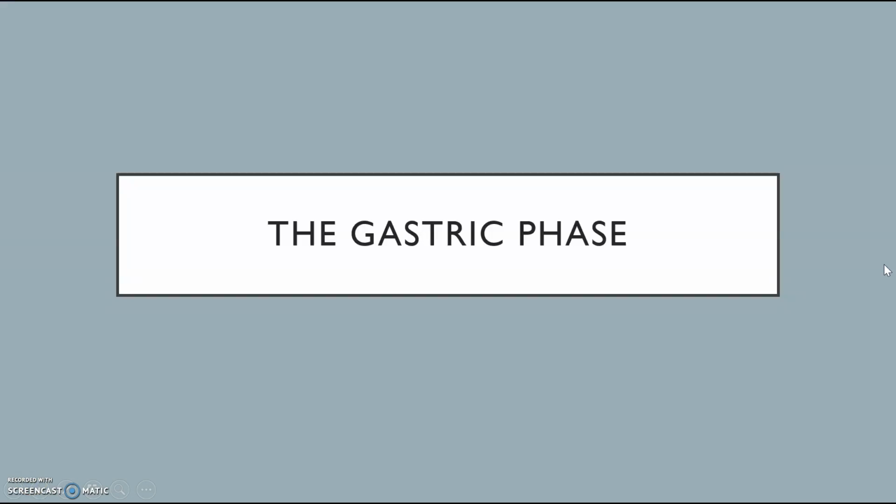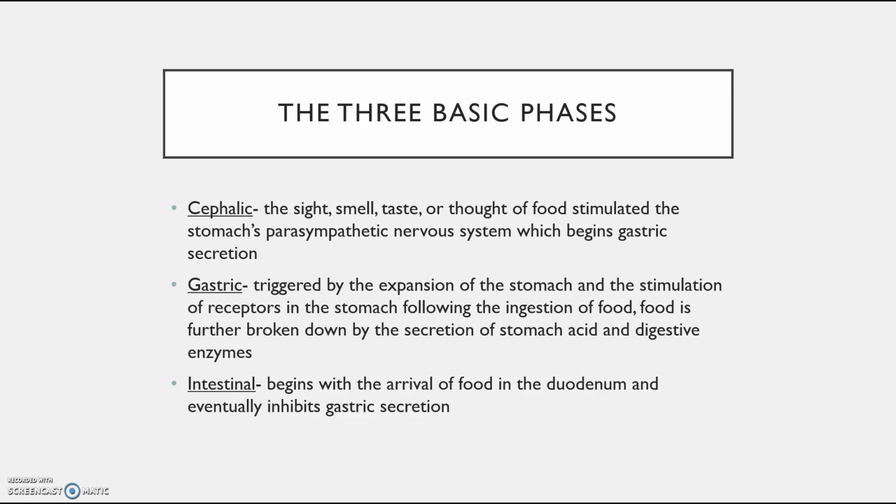This week we were learning about the digestive system, which is basically made up of three basic phases. The cephalic phase, which is the sight, smell, taste, or thought of food that stimulates the parasympathetic nervous system to begin gastric acid secretion.